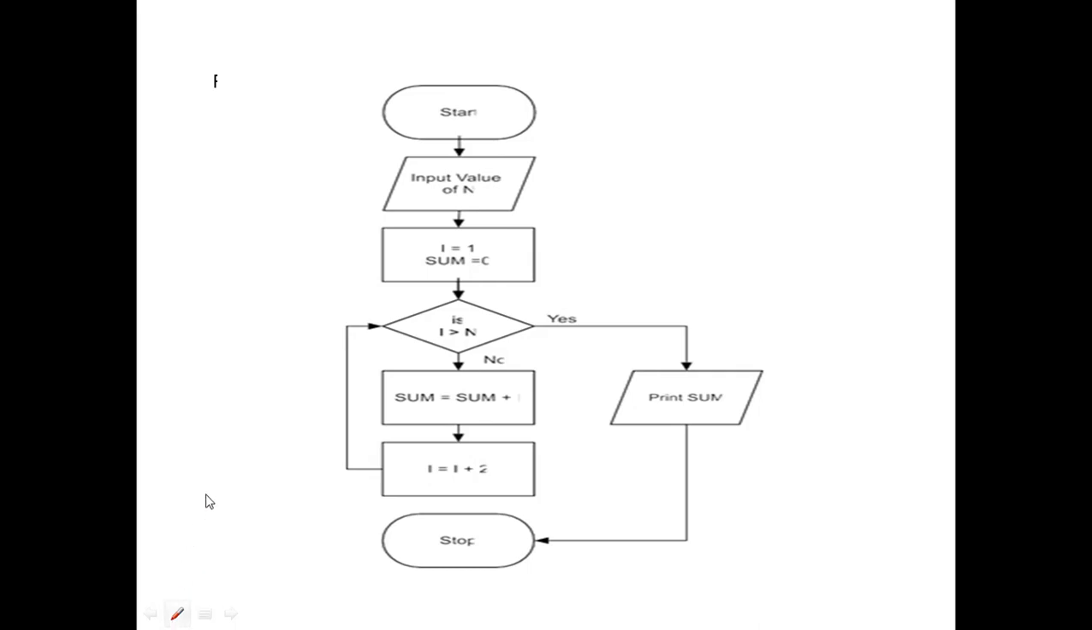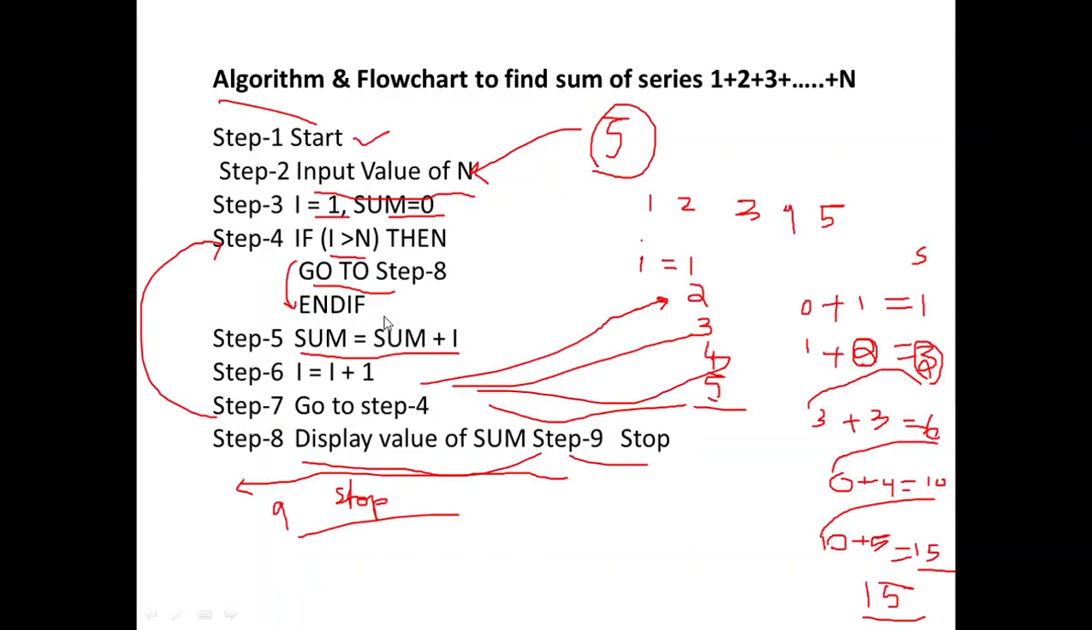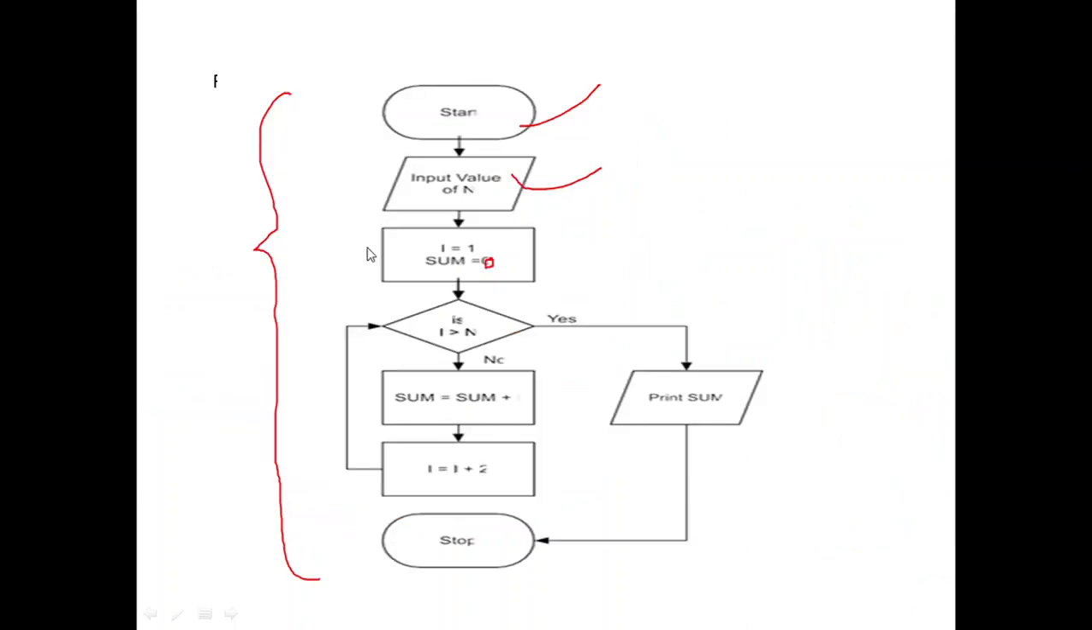So what is the difference between a flow chart and an algorithm? Actually, the algorithm is the blueprint of a program, whereas the flowchart is the graphical representation of each program step, right? So the first step is start, then input the value of n, and here we are declaring I as 1 and sum as 0. Here is the condition we have seen previously, step 4, if I greater than n. For a condition or a decision to be taken, we choose a rhombus, okay? Is I greater than n?